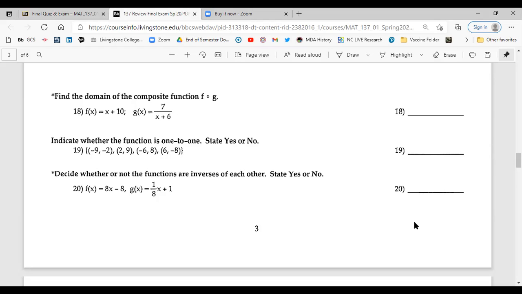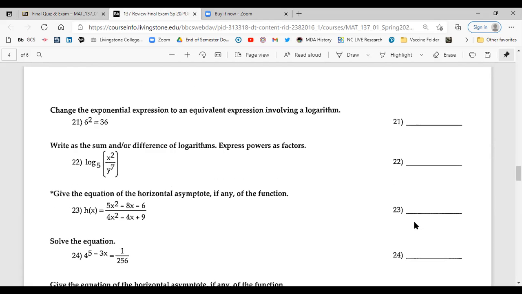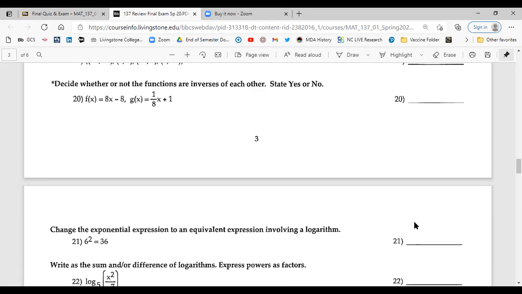Oh, okay. Yeah. So is that it? That's it. Oh, wait a minute. No, there is more. Okay. Oh yeah, that's the logs. All for 20. So you basically put f composed with g or g composed with f, and everything should cancel, and you just get x.